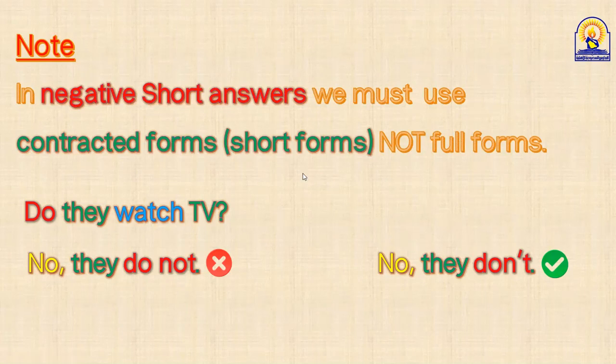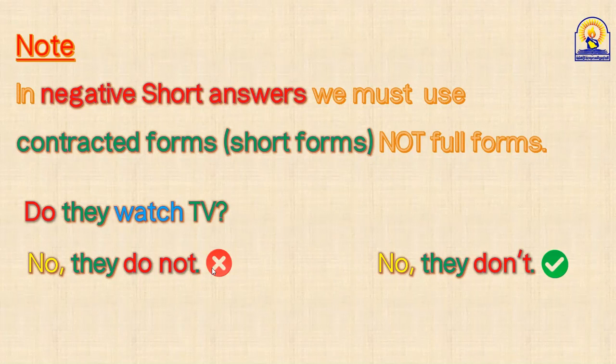Yes, Naif. In negative short answers, we must use contracted forms, short forms, not full forms. Do you remember the question tag which we studied 2 weeks ago? We studied the table with short forms and full forms. Full form do not, short form don't. Cannot, can't. May not, mayn't, and so on.